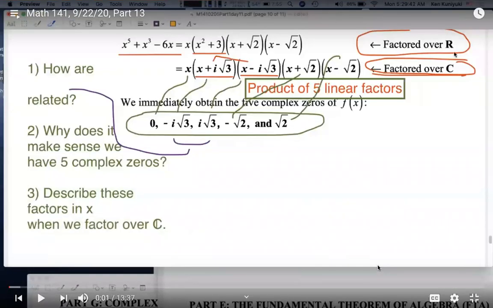Now factoring. Okay, so x squared plus 3 is prime over the reals, but it wasn't over C. We factored it. And right, a squared plus b squared factors as a plus bi and a minus bi. Right, that's right. Any other questions?